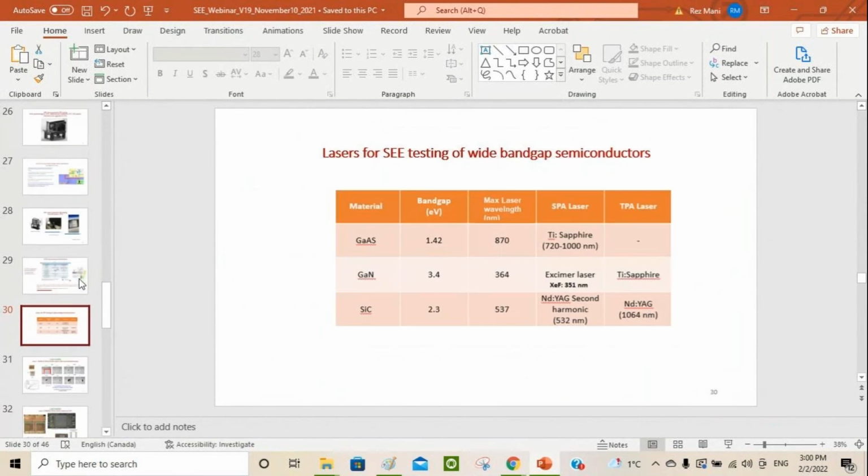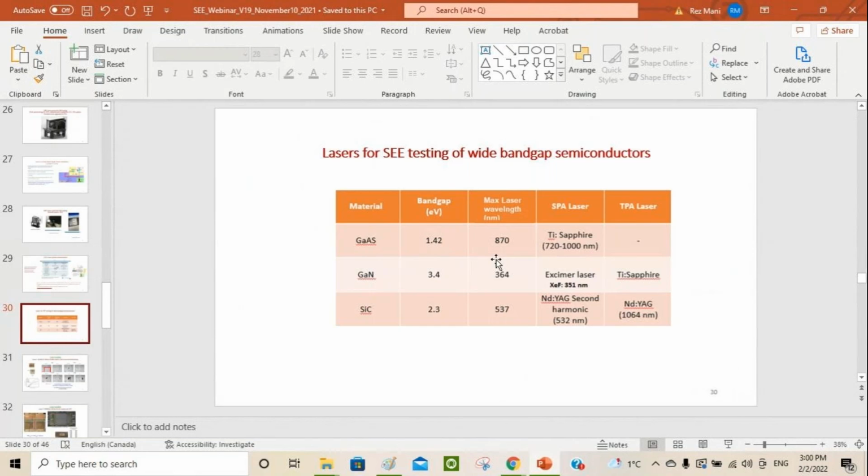Has to be here. Yes. So you could see the band gap is wider. Gallium arsenide is 1.42 electron volts compared to 1.1 for silicon, right? So we can't use a 1030 nanometer laser to do single photon absorption. You need to use a different laser.